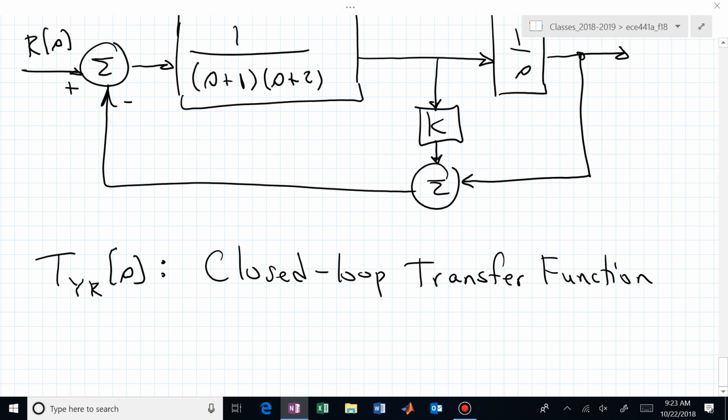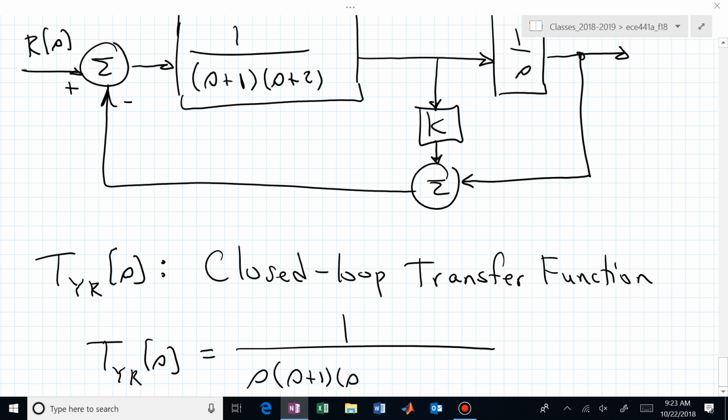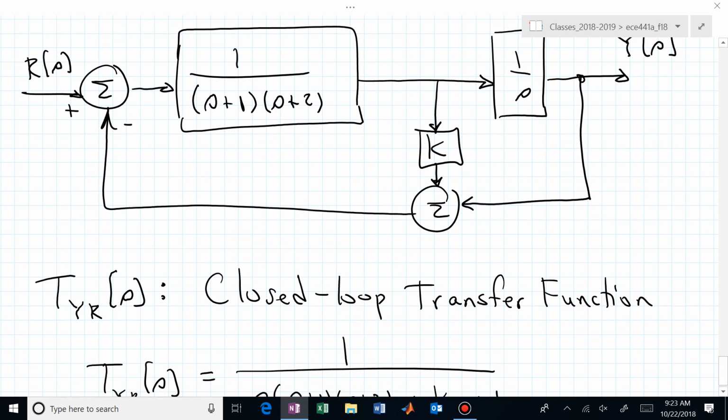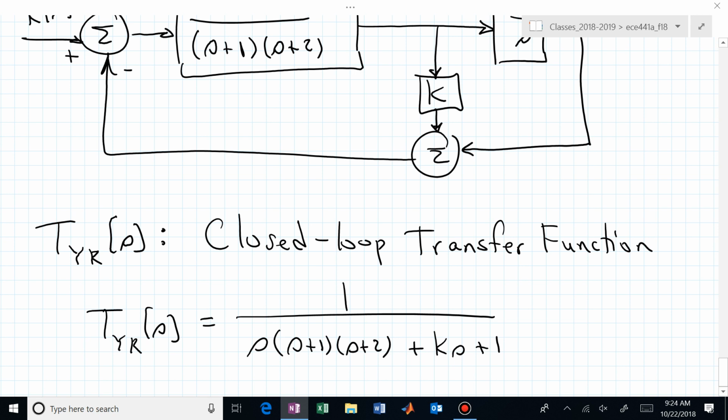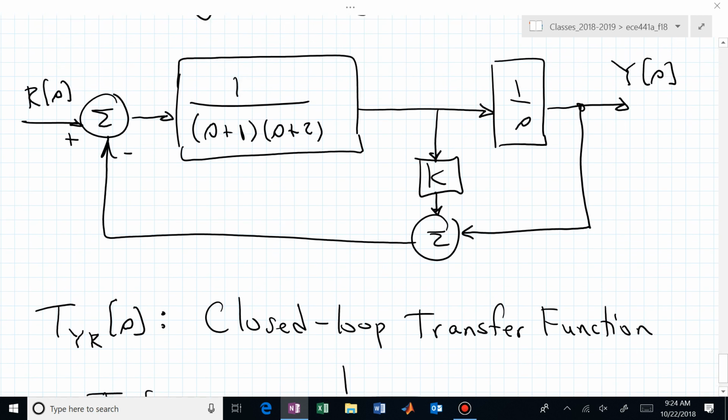And maybe you guys are already so skilled in this that you can, by inspection, just write this down. Maybe you can see that that's 1 over S, S plus 1, S plus 2, plus K, S plus 1. Did you see that? No? Oh, come on. But that's what we should get. How do we get that? Or what's one way? Let's use Mason's gain.